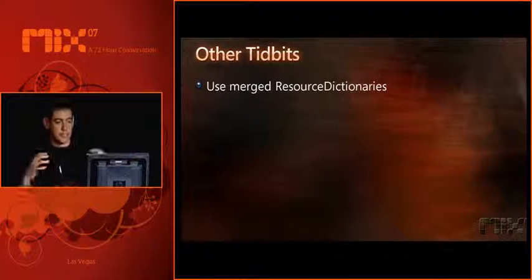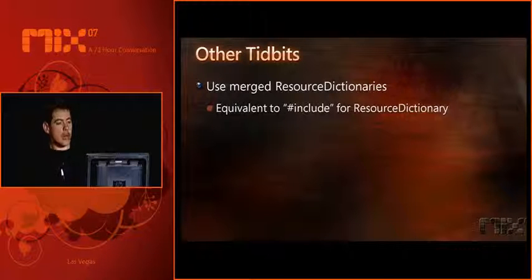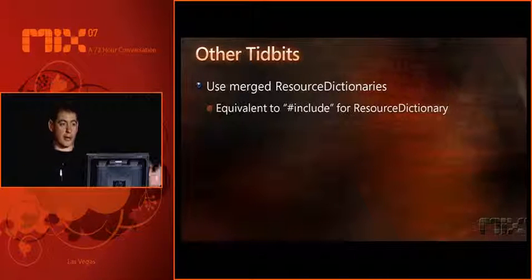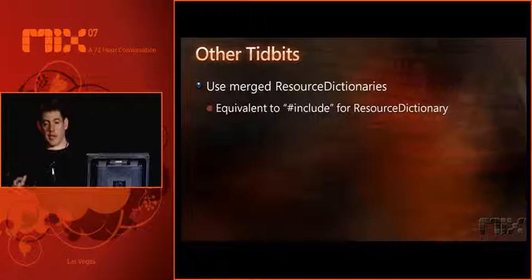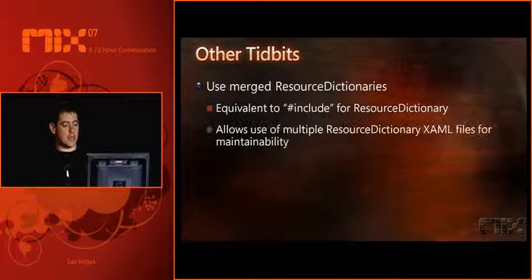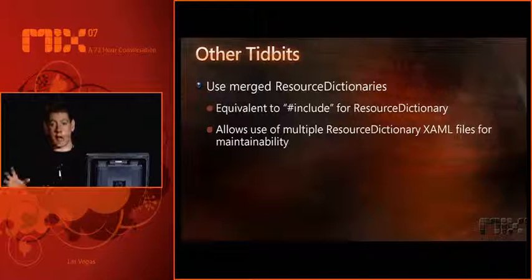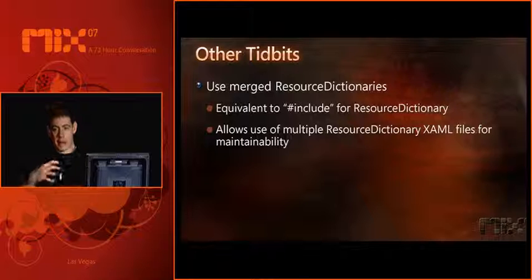My last section is just other tidbits that didn't really fit in some of the other sections. One thing is a merged resource dictionary. It's sort of the equivalent to pound include, because just like a regular UI XAML file, a resource dictionary is a XAML file, and if you put every resource known to man in your project in one file, you're never going to be able to work with it. And so it allows you to use multiple XAML files that can be anywhere in one master dictionary, and allows you to maintain these very easily.